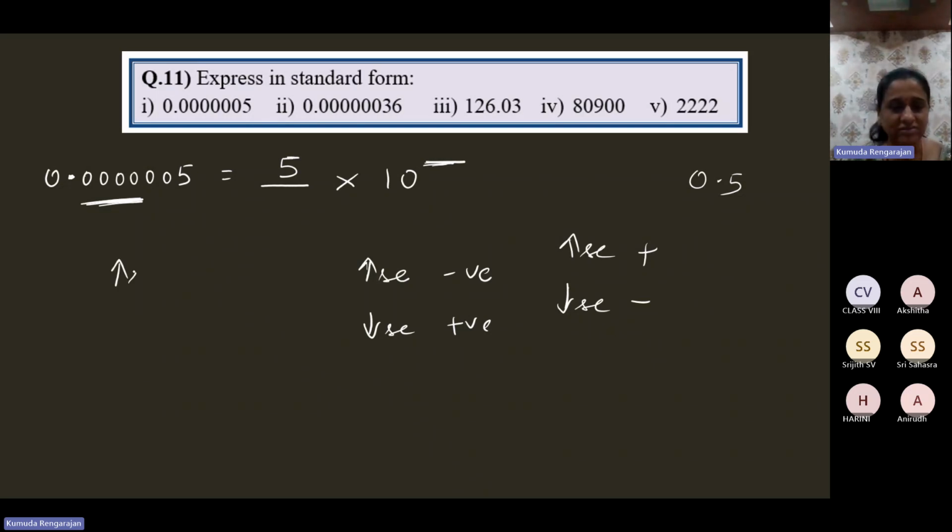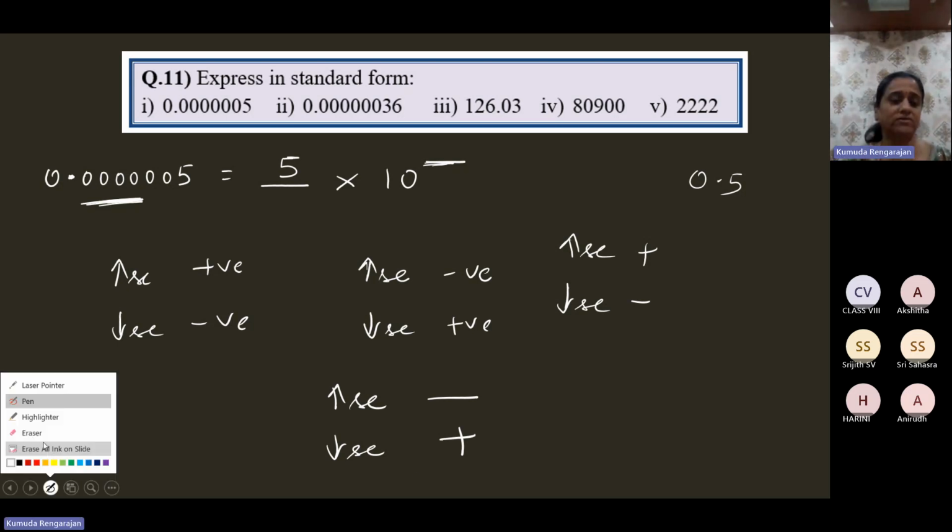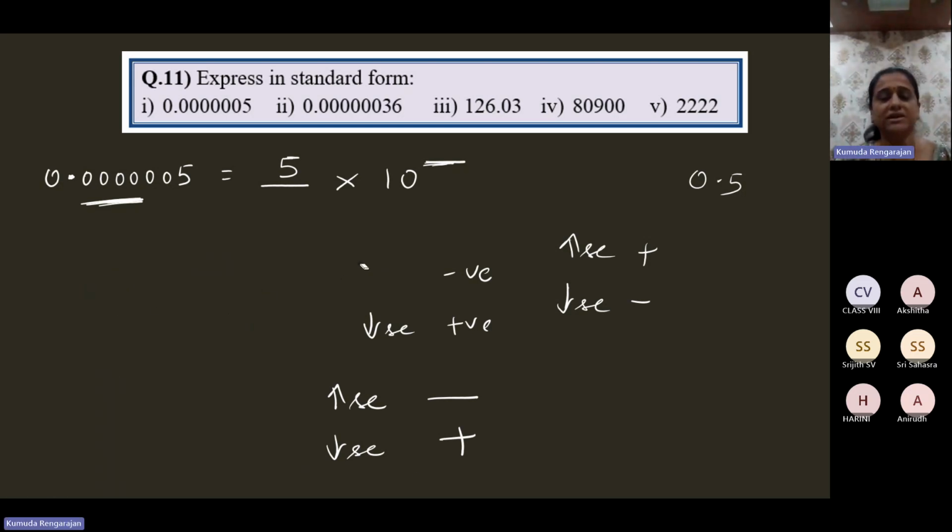If you increase the value, increase and positive are the same. Decrease and negative, both are the same. So we have to give the opposite effect. If you increase the value of the number, raise 10 to a negative power. If you decrease the value of the number, raise 10 to a positive power. Give the opposite effects. Increase, negative power. Decrease, positive power.